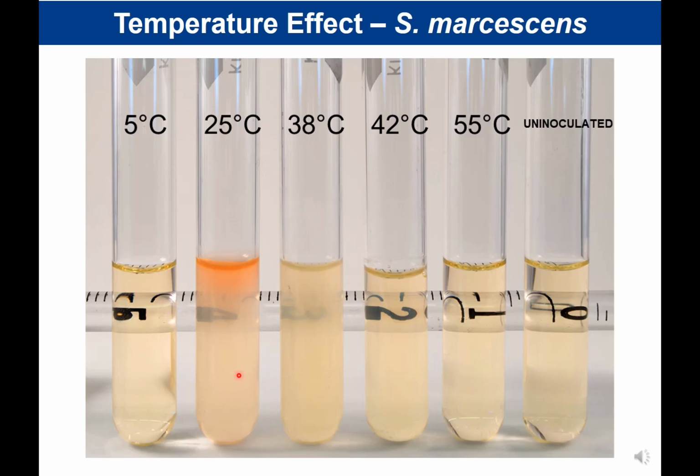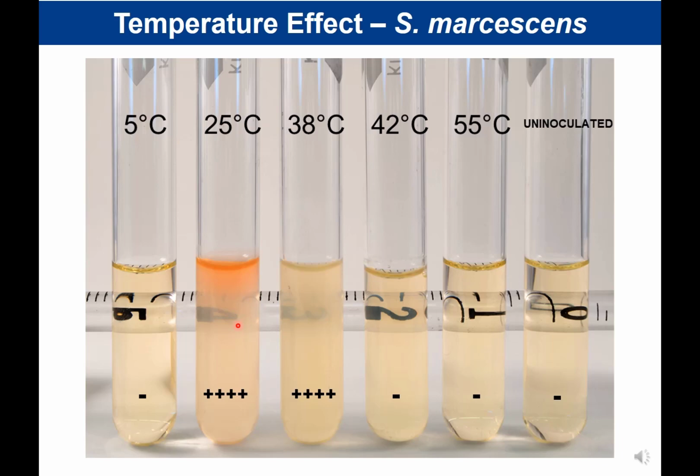So if I were to put the amount of growth on here, I would have that at 25 degrees and 38, it's roughly equivalent, right? They both have a high degree of turbidity. 42, you could give it a negative or potentially even a 1 plus. It might have a small degree of turbidity, but not nearly to the extent as 25 and 38. 5 degrees was nothing. 55 degrees was nothing. Those both looked like our uninoculated control.